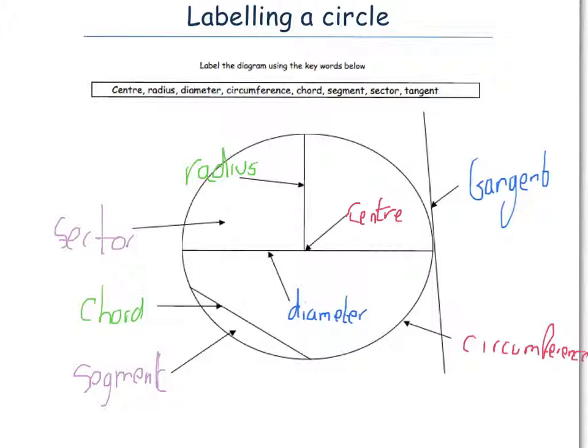Now a couple of key things is the radius is half of the diameter, or if you double the radius you get the diameter, and that can be a very key question. And we'll also be asked to find the circumference, which is the distance around the outside of a circle.